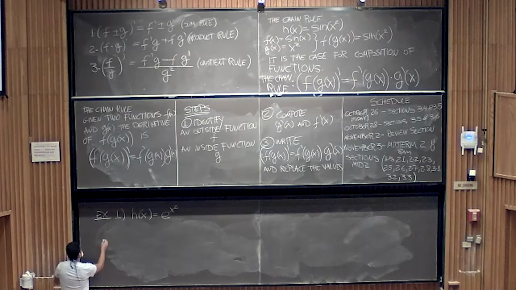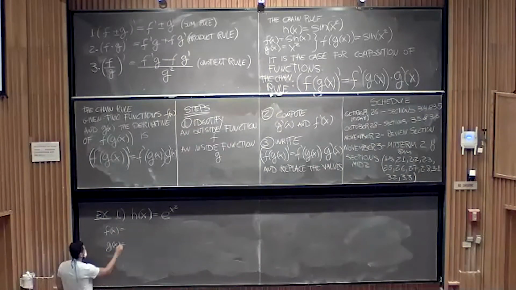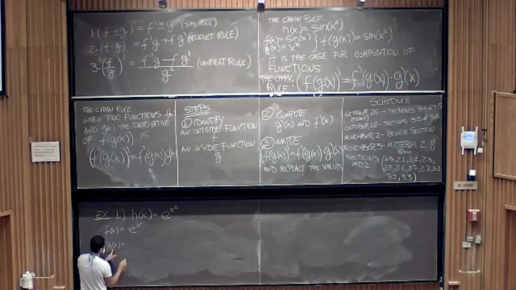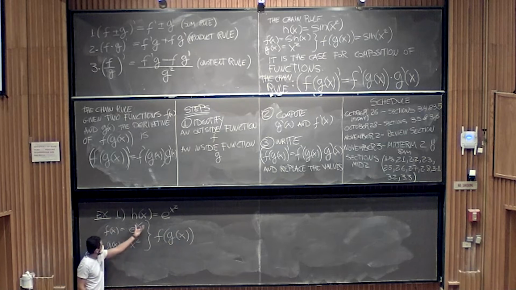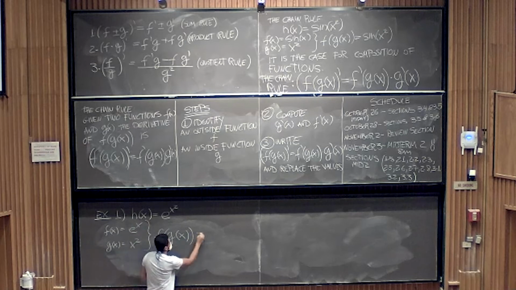So the first thing is identify the outside function f and the inside function g. I think my outside function is gonna be e to the power x, and my function g is gonna be x squared. So let's see if I compose f with g, let's see if I'm gonna get this guy. I'm gonna plug g inside f. I have exactly that, so that's good. My choice was right. So I have e to the power x squared. So step one, done.